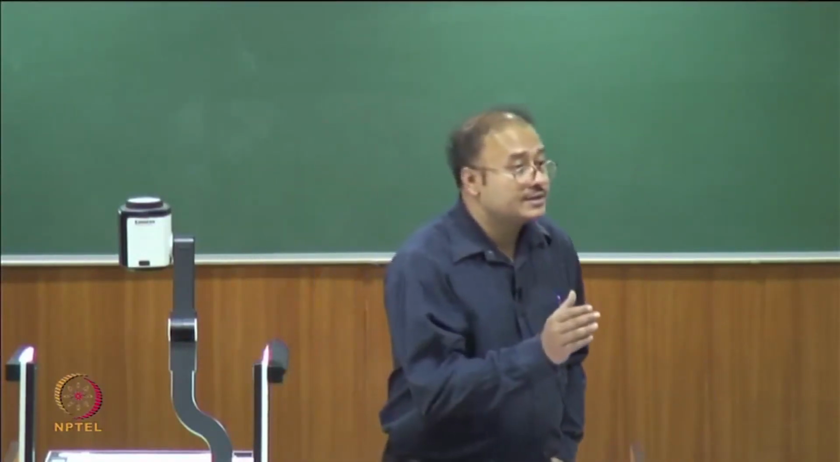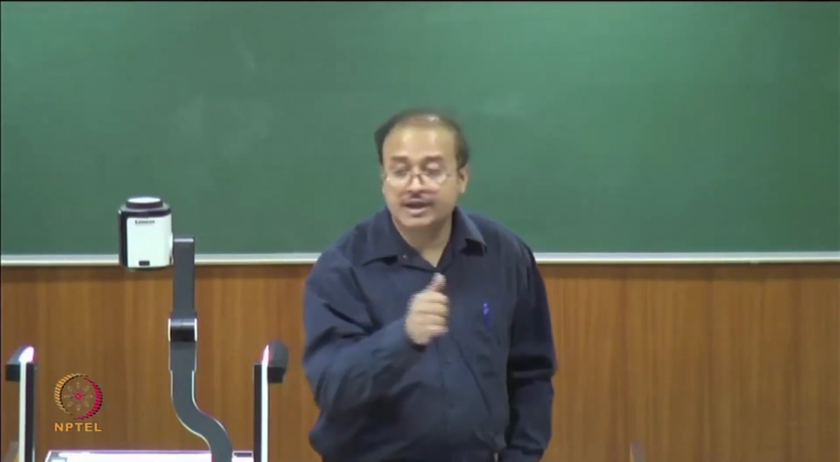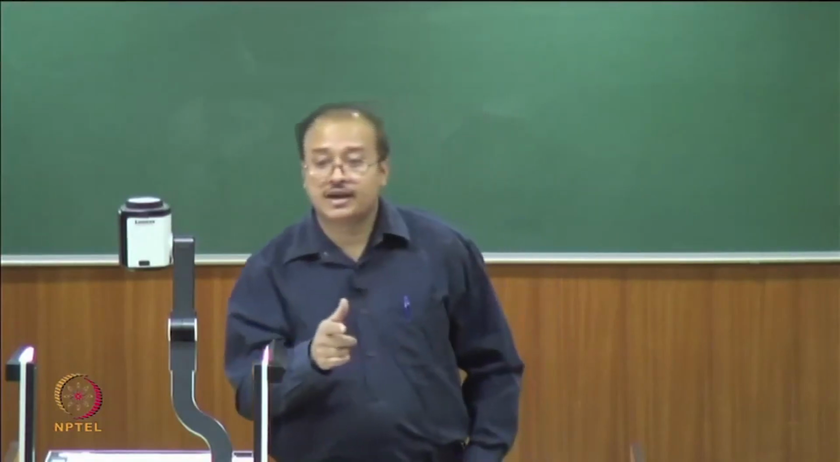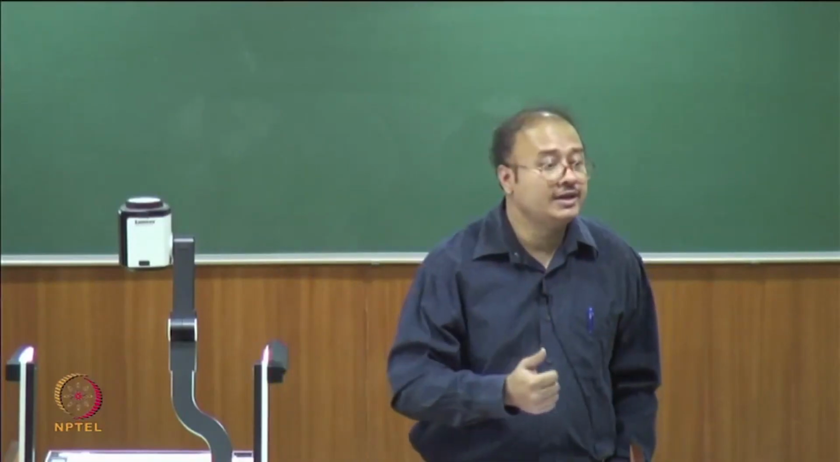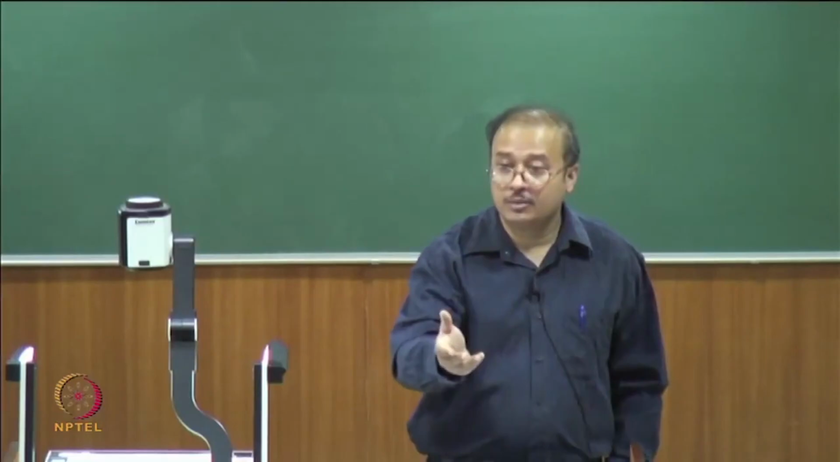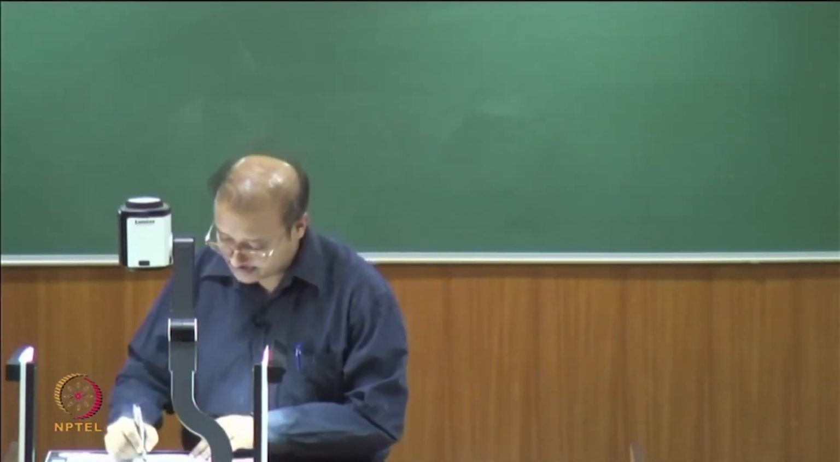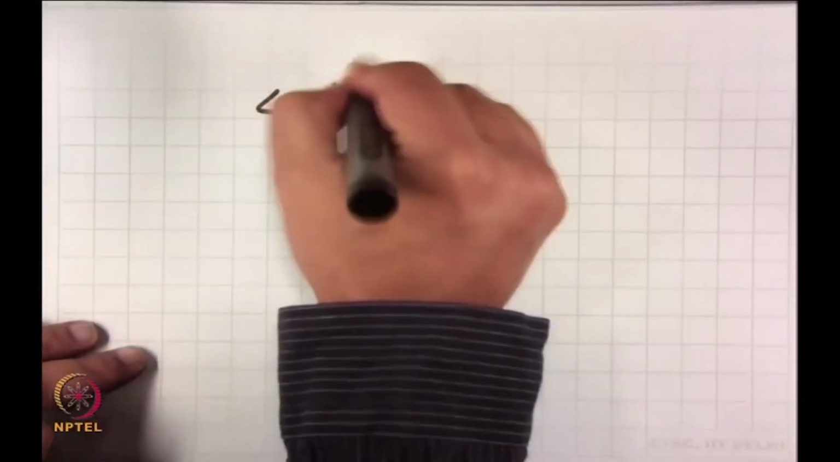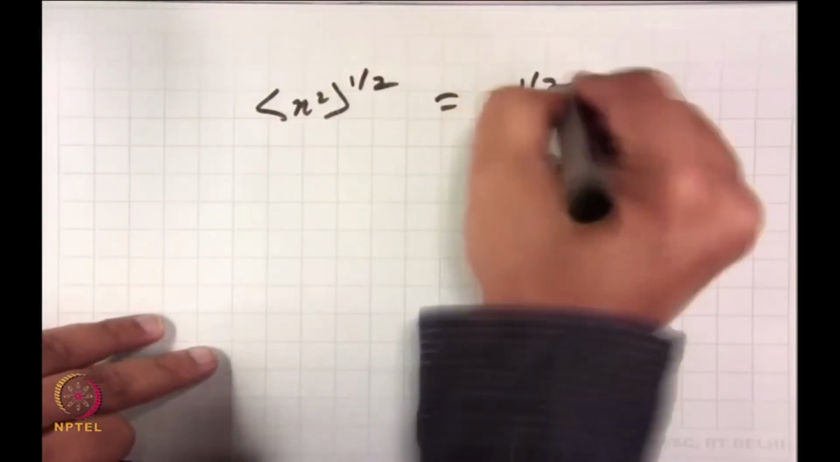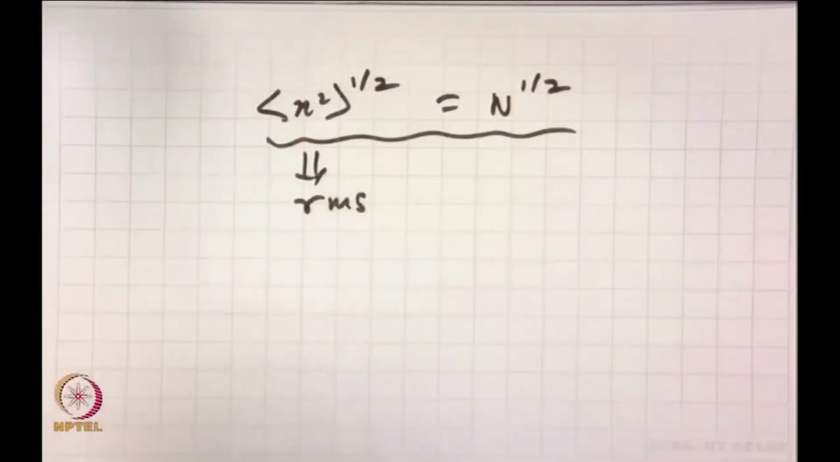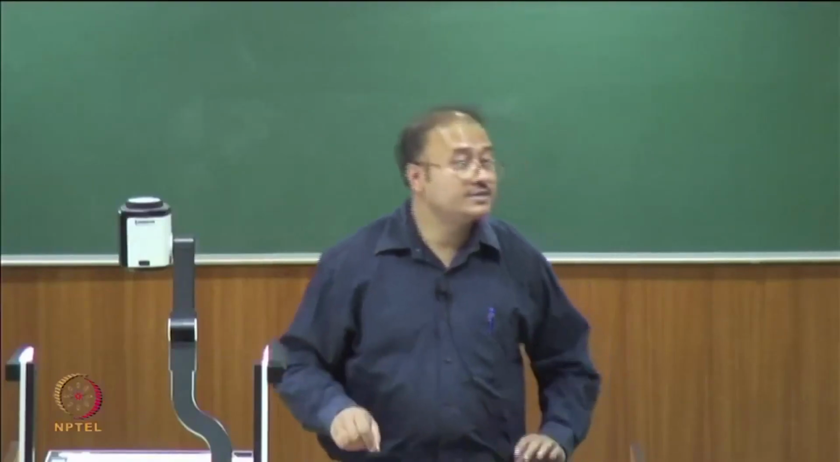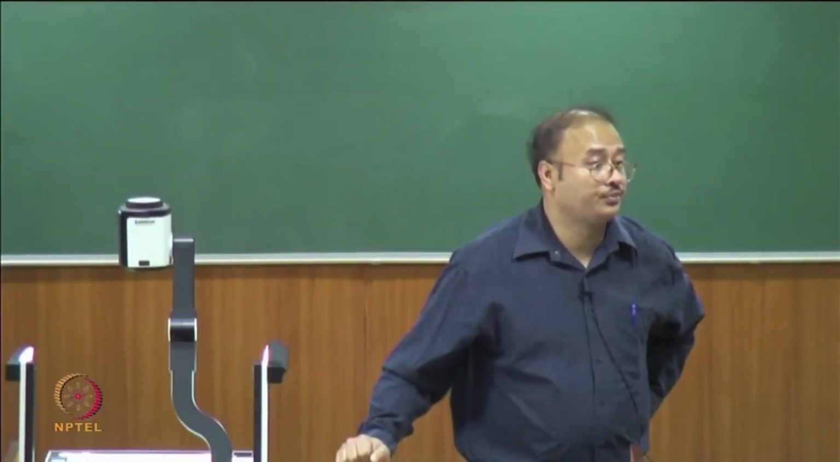Now, this is the basic difference between something exhibiting a random walk and something exhibiting a directed walk. If it is a directed walk, what would you expect? You would expect it to be linearly proportional to n. But in this case, what you are getting is finally your x square to the power half, which is the root mean square, is equal to n to the power half. Okay. So, this is the RMS, the root mean square displacement, that is equal to the square root of the number of steps you are taking. Again, this is a typical characteristic of a random walk problem. Okay.